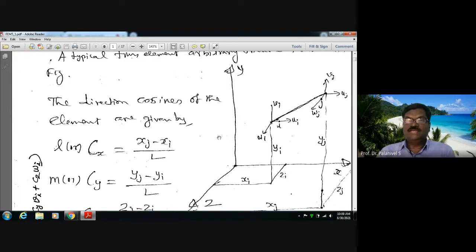Okay, how do we get it? From the coordinates. We have these Cartesian coordinates. The Cartesian coordinates of each node are known, the ith node and jth node are known to us. From that, say the length of the element is capital L, how do we get the direction cosine?